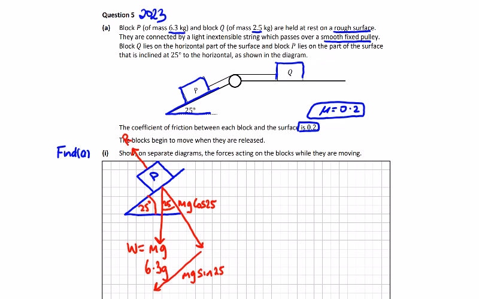So we can say R is equal to mg cos 25, which is equal to 6.3 g cos 25, and we'll just say then that mu R is equal to a fifth of this, 0.2, a fifth of it, 6.3 g cos 25 over 5.